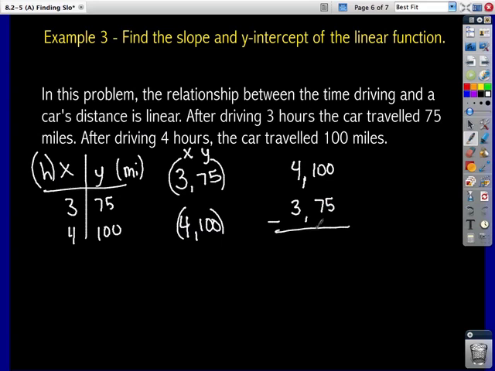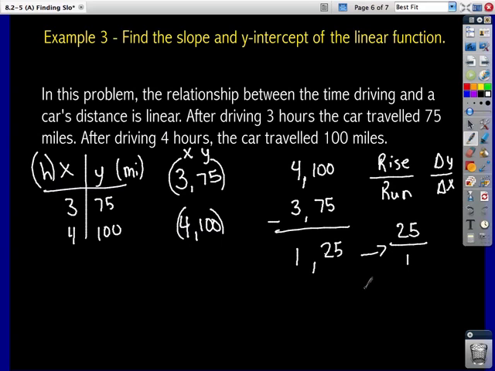So I know 100 minus 75 is 25, and 4 minus 3 is 1. So I have to remember that the slope is rise over run, or the change in y over the change in x. So I'm going to put the change in y in the numerator and the change in x in the denominator. So it looks like the slope here, m, is 25.